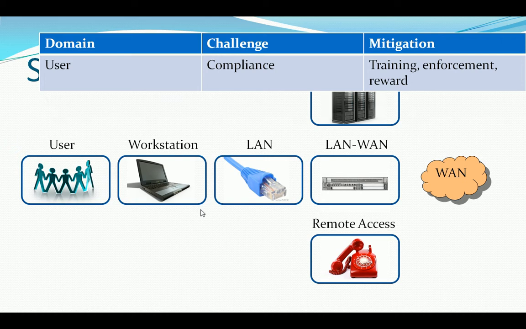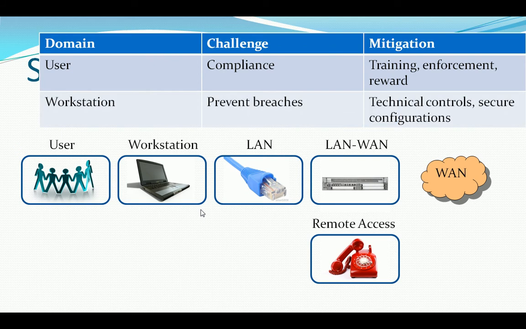So that's the user domain. The next one is the workstation domain. And there are challenges to prevent breaches through the workstation domain. Obviously, people are interacting with the workstation domain. This is where people are interacting with our network the most. So that's a good attack vector for somebody trying to break into the network.